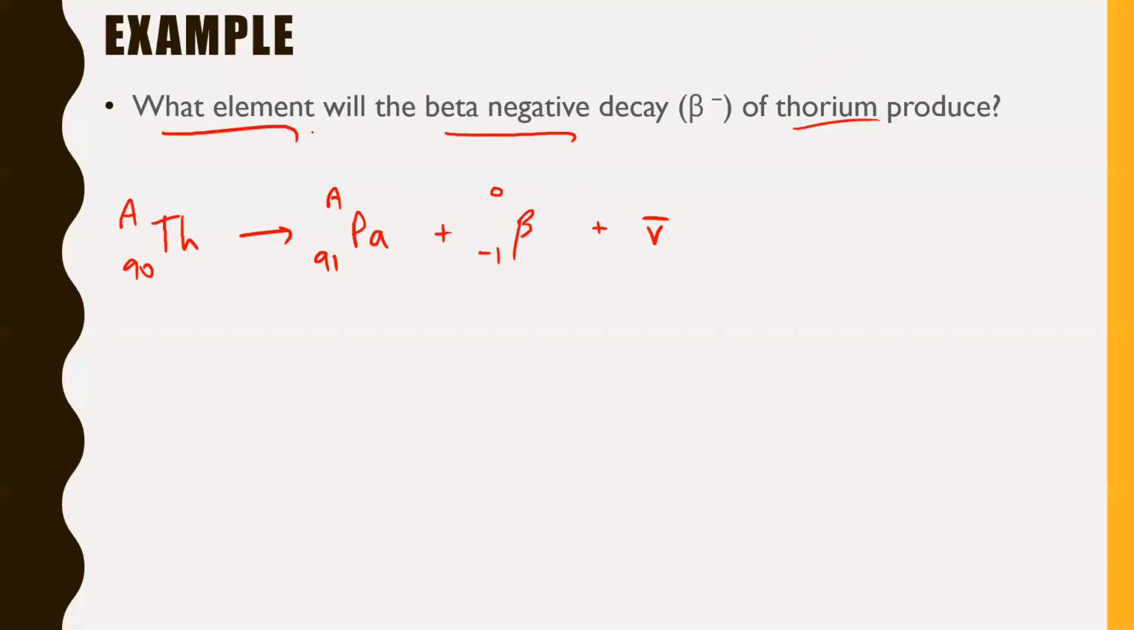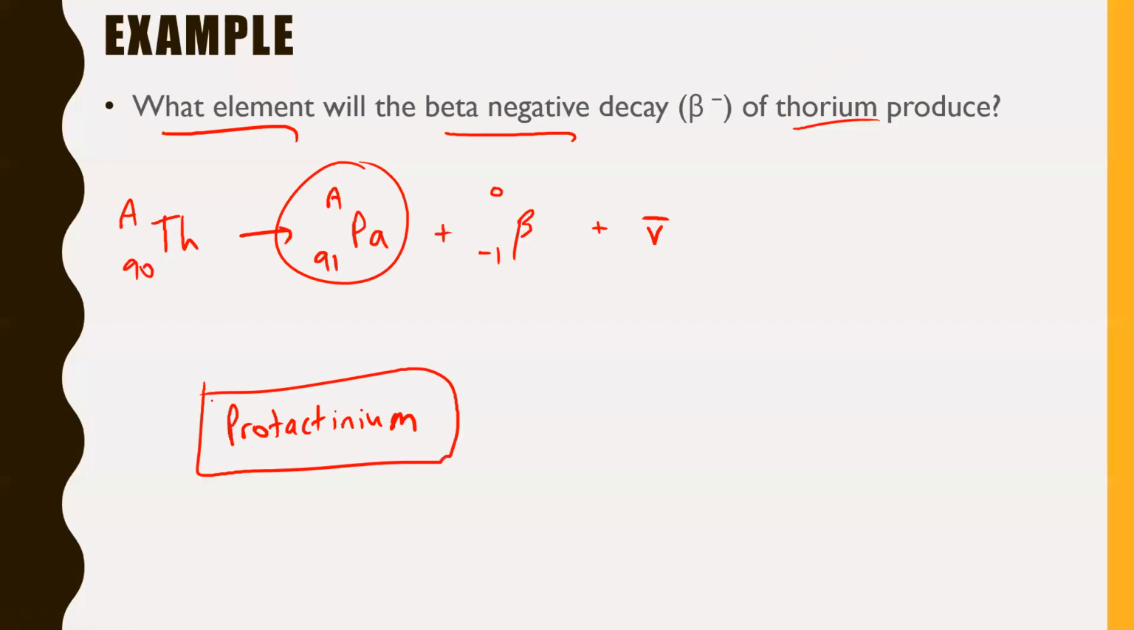Now, it's asking us what element will that produce. The element that's produced is this guy right here. So writing it out, it is protactinium. And we don't know what the atomic mass would be, but it would be whatever the same atomic mass was on the thorium. So I'm just going to stop right there and say it's protactinium, and we are done on that one.